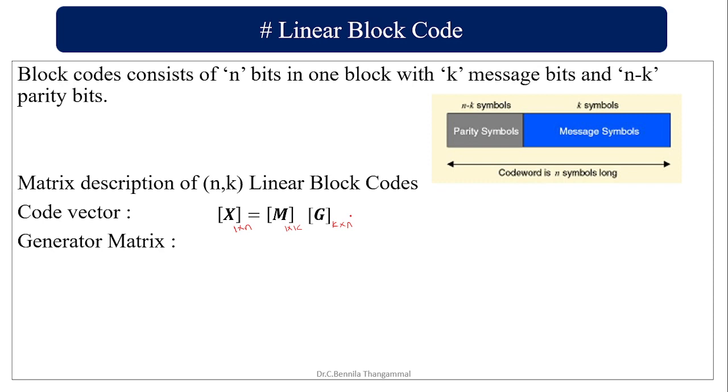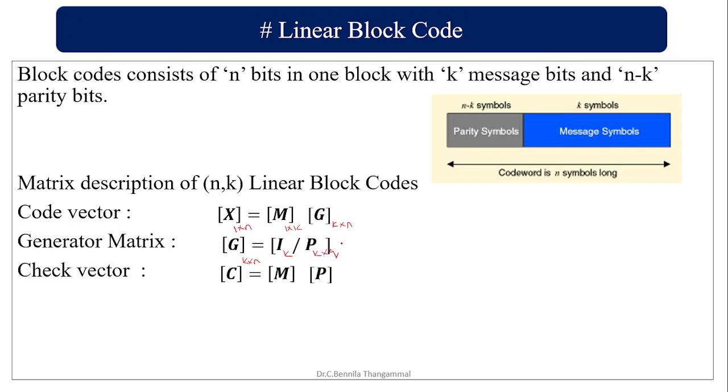Next is your generator matrix. The generator matrix is given by G equal to [I_k | P], so it is going to be k cross n. Here the identity matrix is I_k, and P, the submatrix, is k cross q.